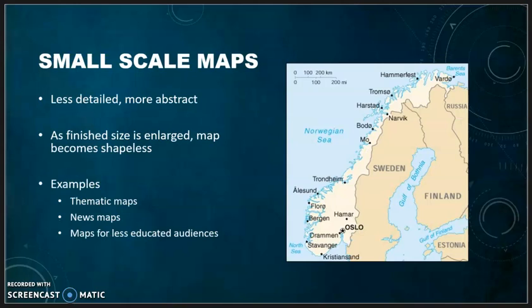Small scale maps show a larger geographic area with few details on them. The representative fraction scale of a small scale map would have a much larger number to the right of the colon, such as 1 to 1 million. Small scale maps are used to show the extent of an entire country, region, or continent. So again, small scale maps are less detailed, they're more abstract. As the finished size is enlarged, the map becomes more shapeless. So some examples, we also have thematic maps here, news maps, and maps for less educated audiences.